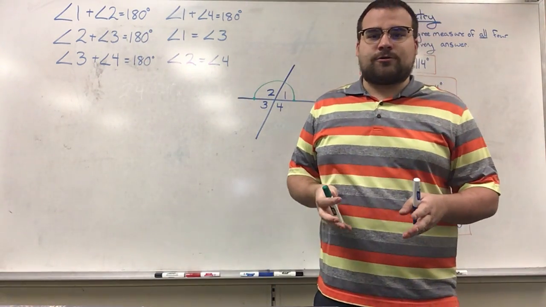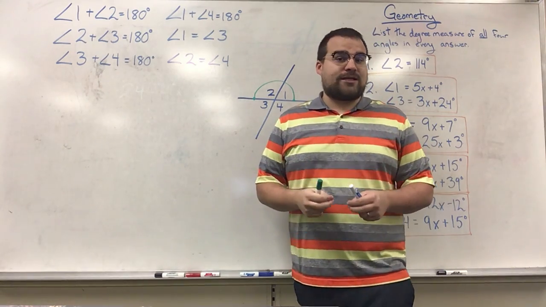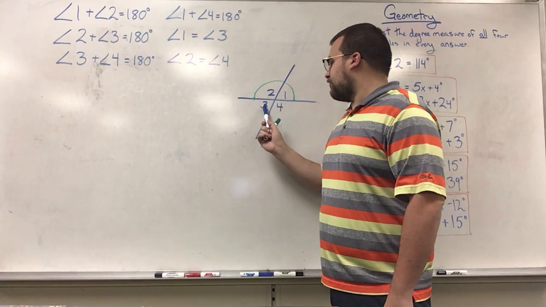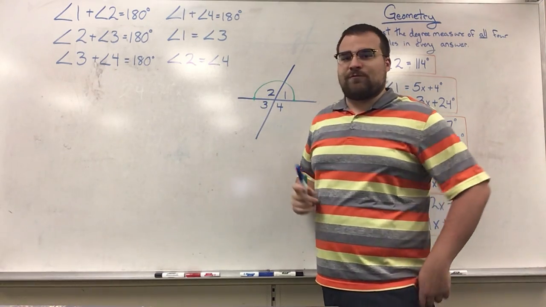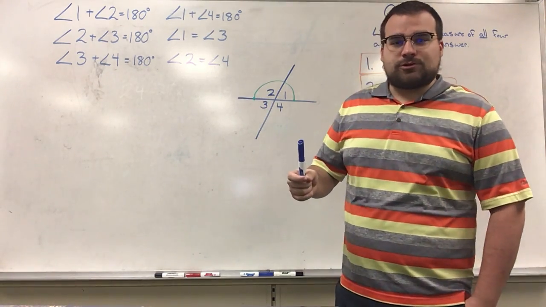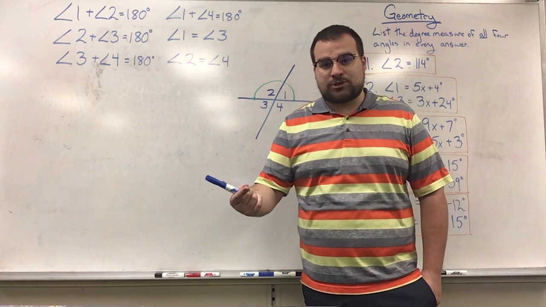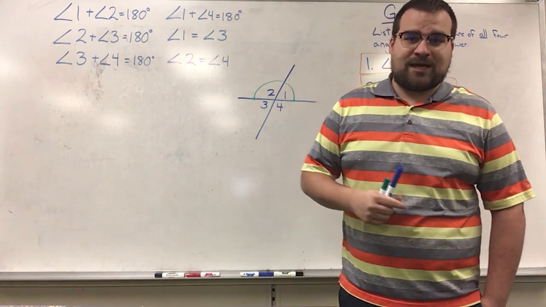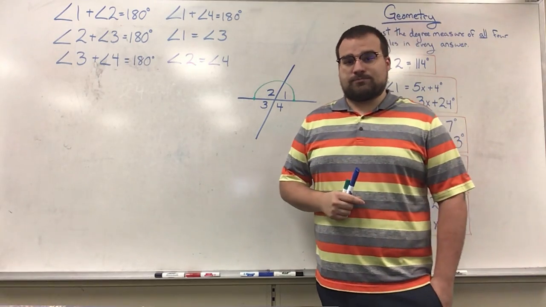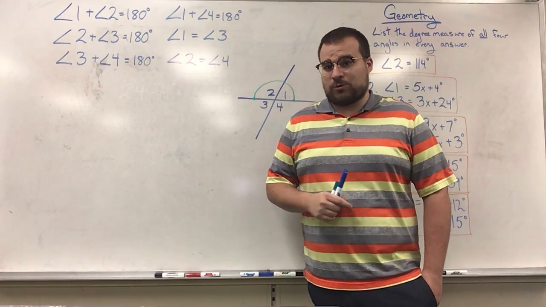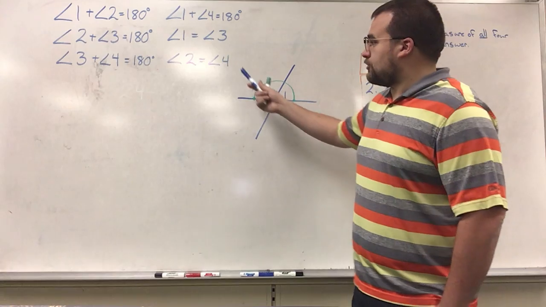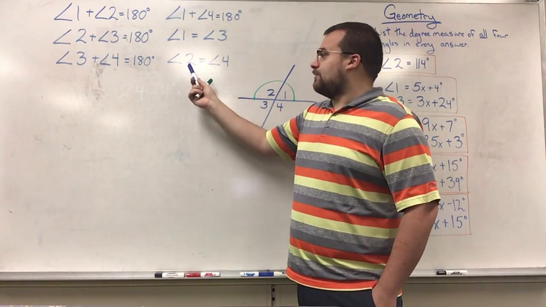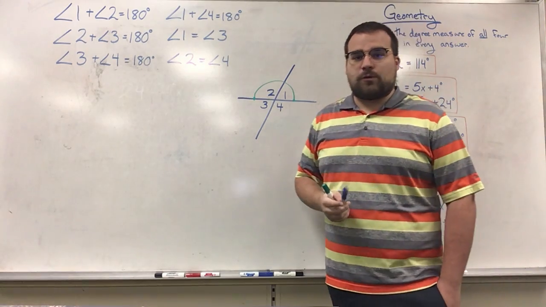Now there's two other equations or relationships that we can write, and that's actually with 1 and 3, as well as 2 and 4. These angles, the ones directly across from each other in the intersection, are what is known as vertical angles, and they are congruent, otherwise known as they're equal. So we have these relationships written as well. Angle 1 equals angle 3, and angle 2 equals angle 4.